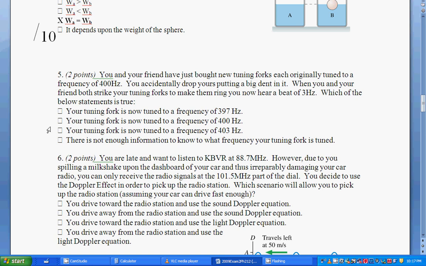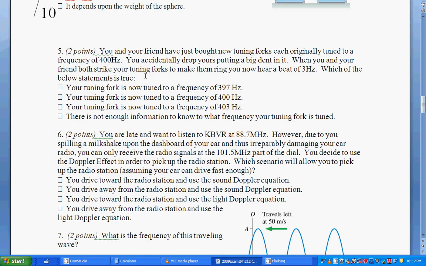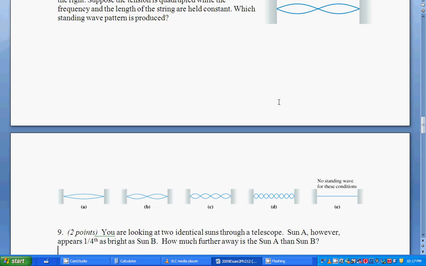Well, the thing to remember here is that the beat frequency is equal to the absolute value of the difference between the frequencies. So in this particular case, we don't know if the dinged tuning fork went down to 397 or up to 403. Could have been either. So the correct answer is there's not enough information to know to what frequency your tuning fork has been tuned. Cool.